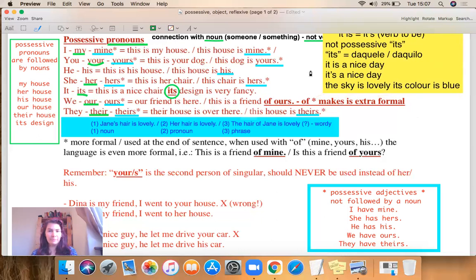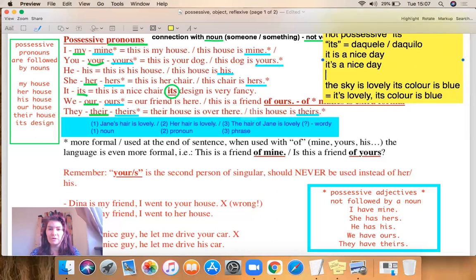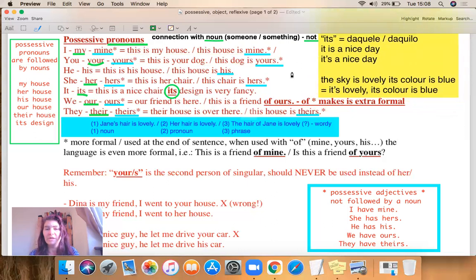Its color is blue. Okay, so this is verb to be. It is lovely. The sky is lovely. It is lovely. Its color is blue. Okay, so let me just write one more time here. So the sky is lovely equals it's lovely. Its color is blue. Okay, so very, very careful with not making mistakes. Even native people get confused with that sometimes, and that's okay. We just want to avoid this kind of mistakes.